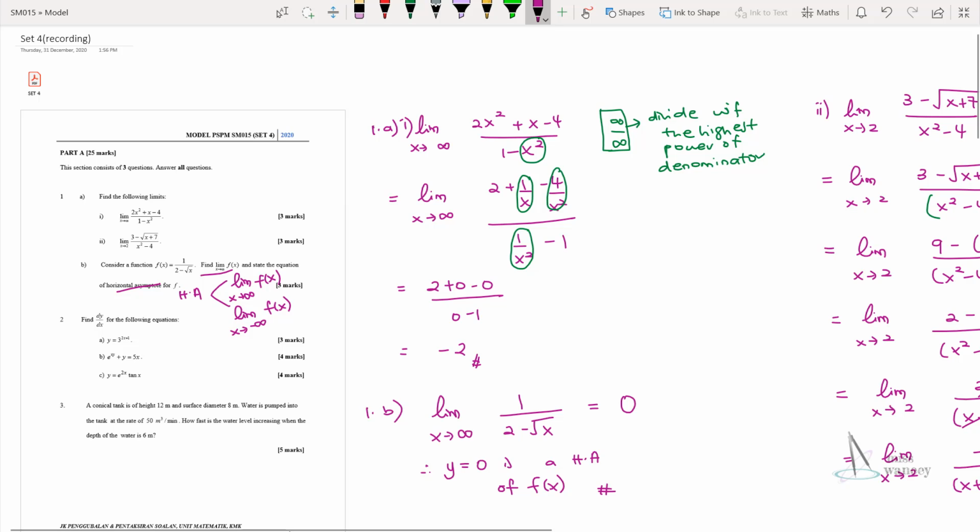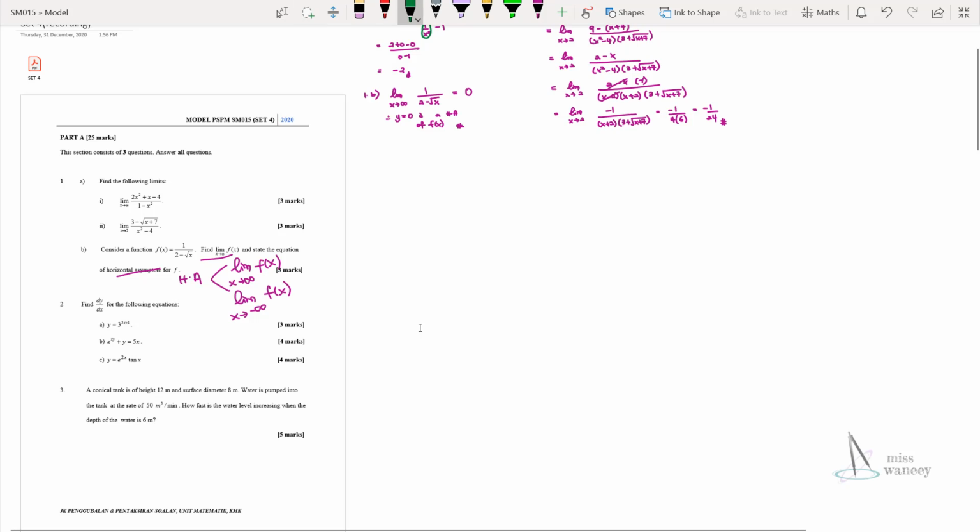Okay, so I'm done with question number 1. So let us proceed with question number 2. Okay, so now question number 2. Find dy over dx for the following equations. So number 2a, we have y equal to 3 to the power of 2x plus 1.